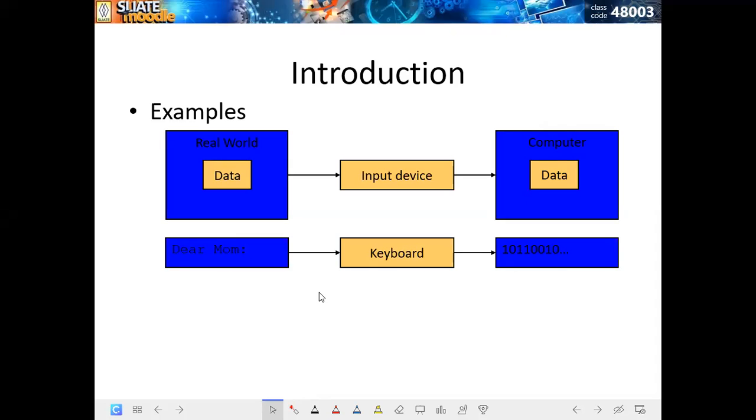How can you input? You have to use an input device to input the data. For example, you can use a keyboard. For example, you can type a letter, right, with the salutation, "Dear Mom." But in the computer, it is represented as ones and zeros, right? Because a computer is a machine, it doesn't know the human language, right? It has to convert the things to the way the computer can understand.